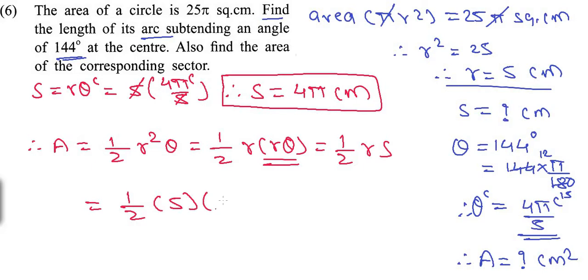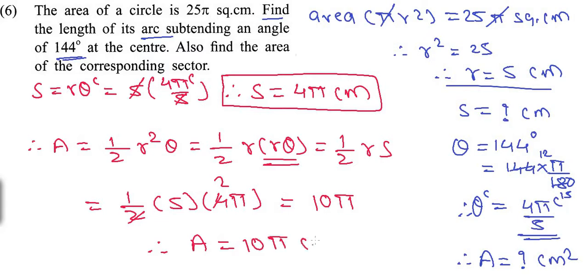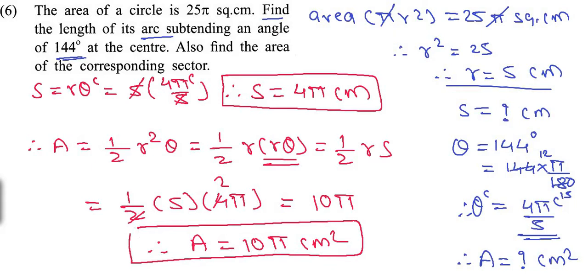Radius is equal to 5 centimeter and s equal to 4 pi. 2 fives are 10, so we got that as 10 pi. And so the area of the sector is equal to 10 pi centimeter square. Right? Final answer.